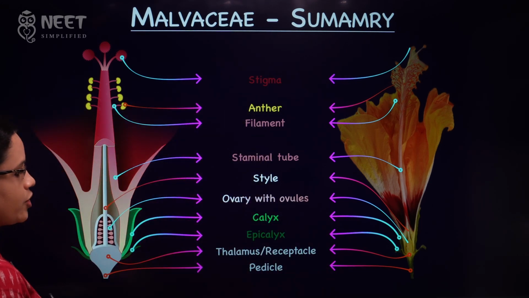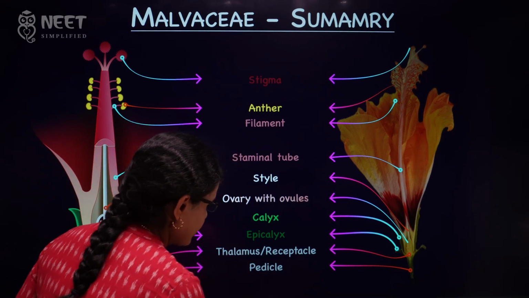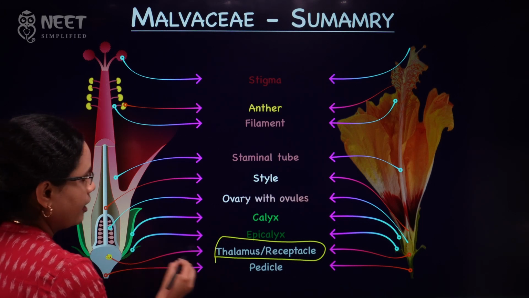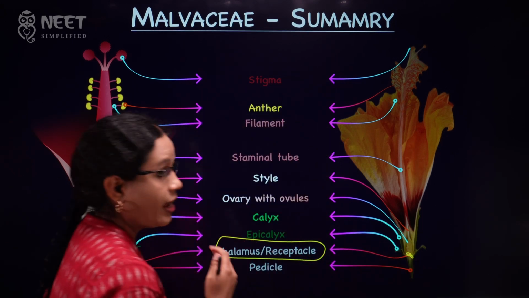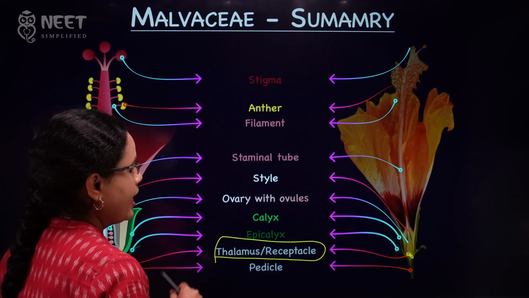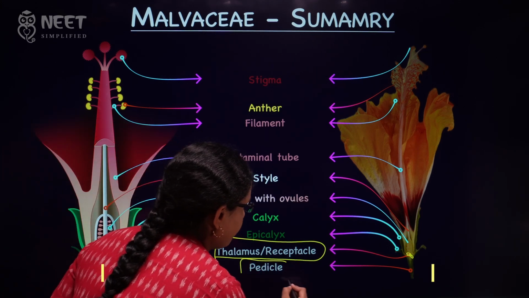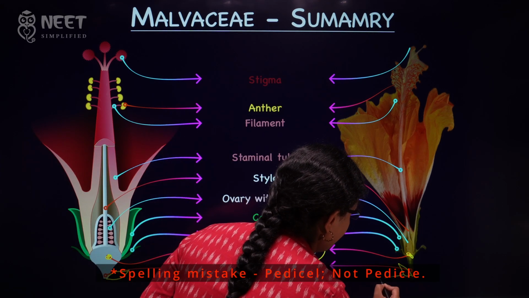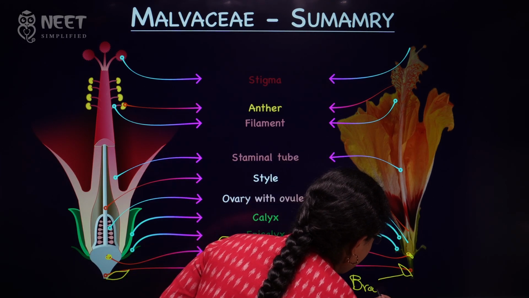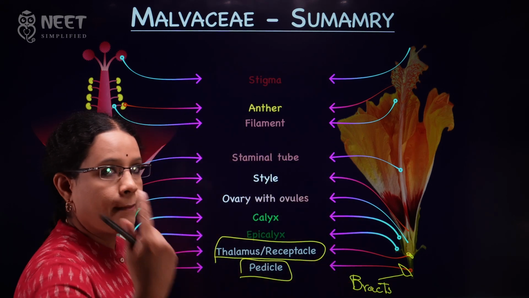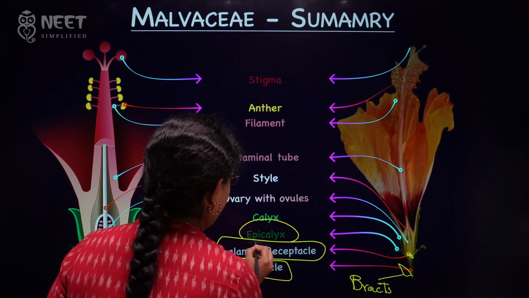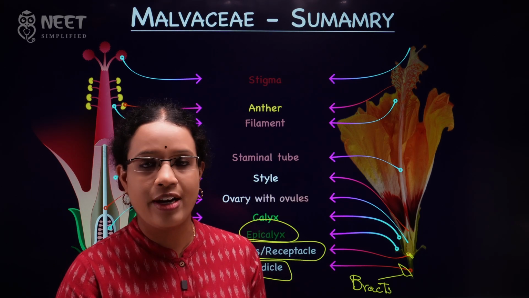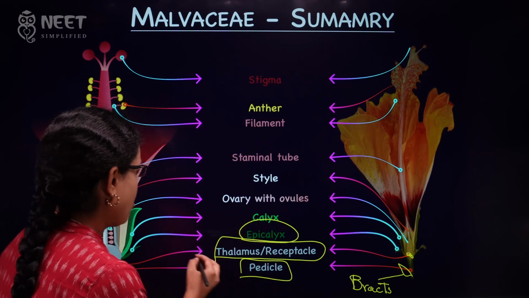Yes, so we have understood that the thalamus or the receptacle is going to be the seat of the floral organs, as you can see here very clearly. Even in the bhindi we have seen the thalamus as well, right? Now after that we understood that there is a pedicel to which there are bracts attached, isn't it? So the flowers are bracteate, so we have bracts attached over here. Now, whenever you remember the bracts, immediately remember the epicalyx. What is this? It is the whorl of the bracteoles, right, which is protective in nature. So that's about the epicalyx.